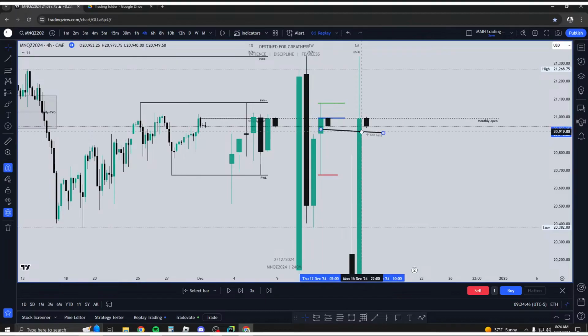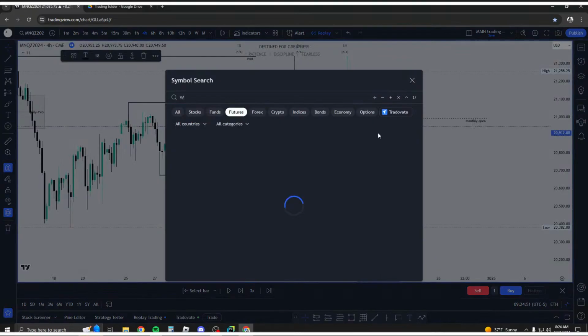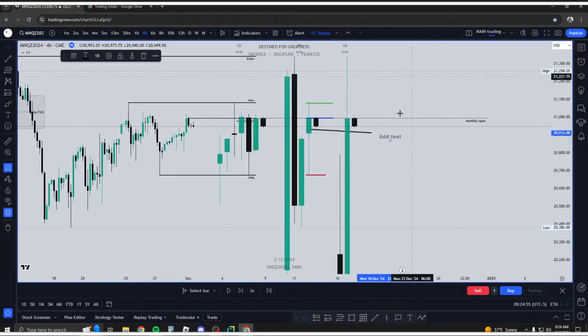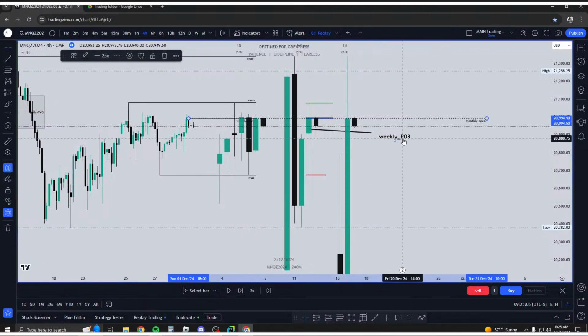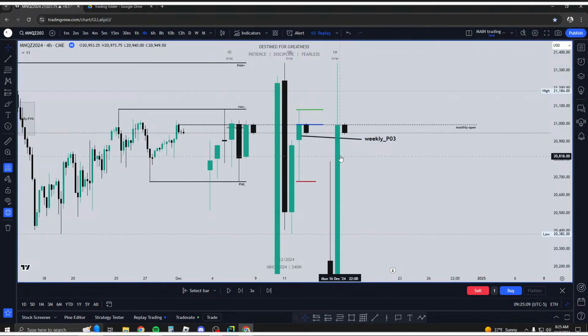So based on this weekly candle, that black line is the weekly power of 3. Based on how we close on that candle, right? And we're going to open up around this blue line.